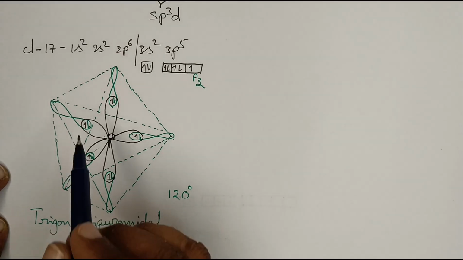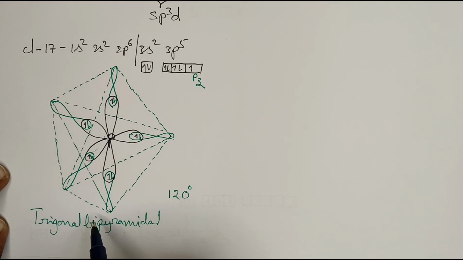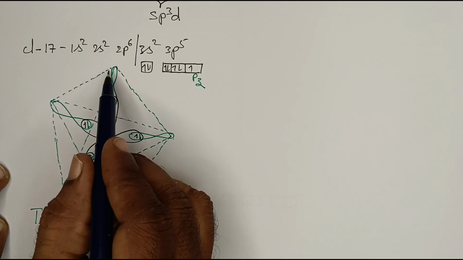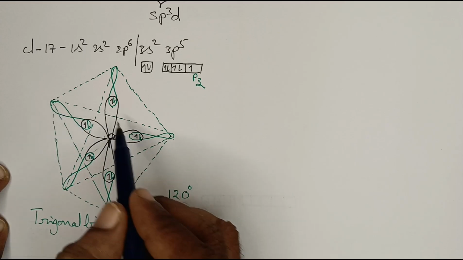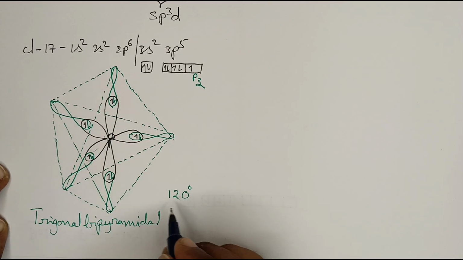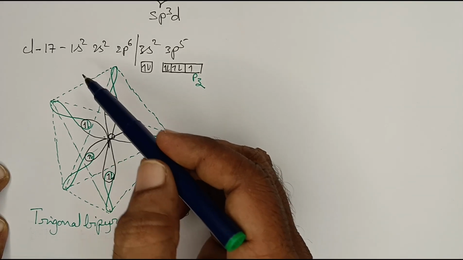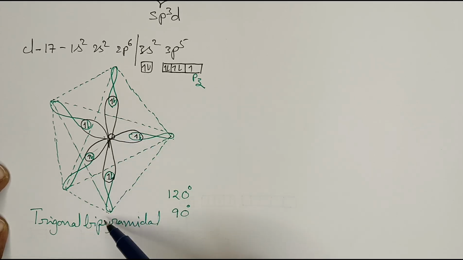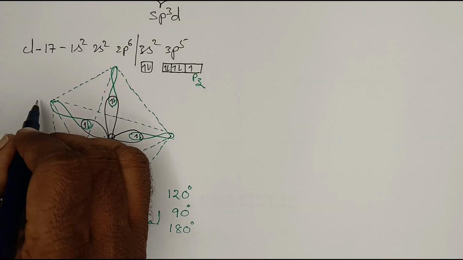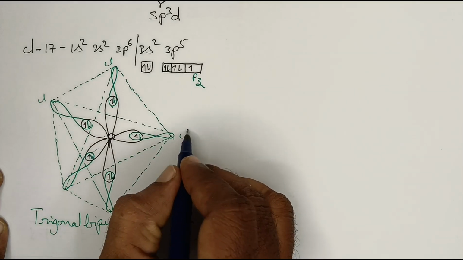And second, above the plane and below the plane. The above-the-plane orbital forms a 90 degree bond angle with the equatorial position. This orbital also forms a 90 degree bond angle. So 120, 90, and from above the plane to below the plane we have 180 degrees. So in PCl5 there are 120, 90 and 180 degrees. So all these are chlorides.